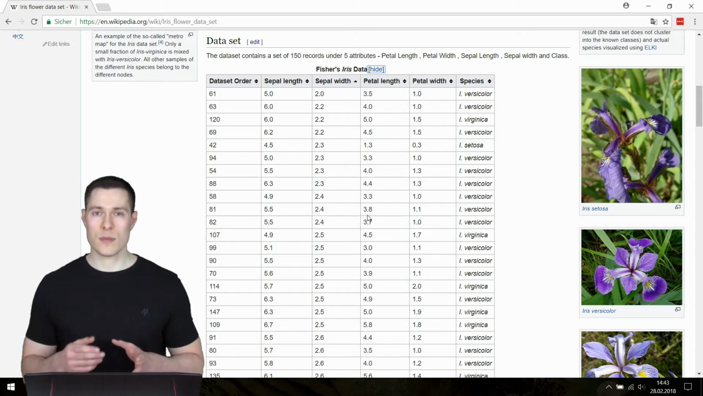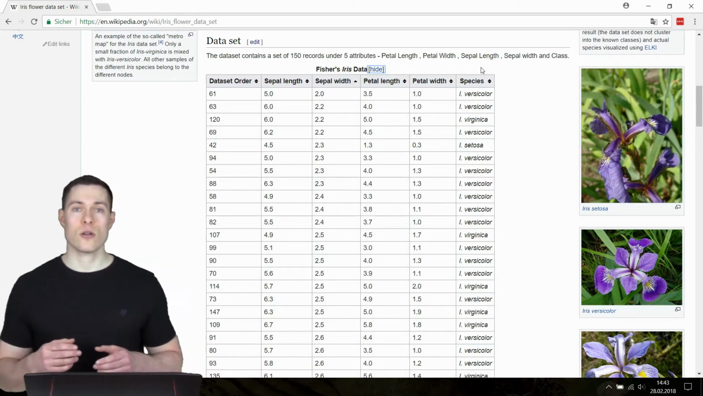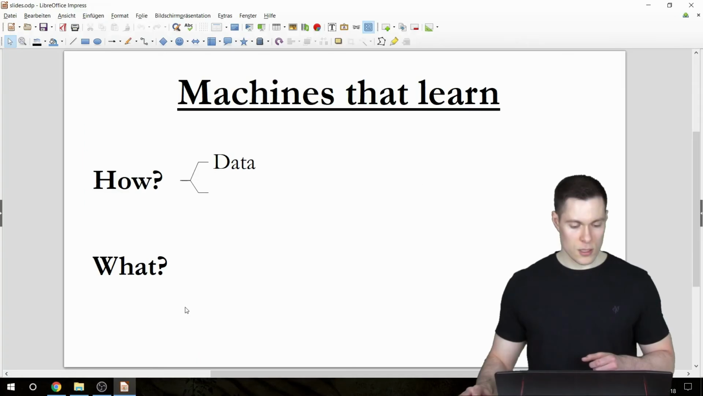And furthermore, as the expert, you were also able to determine what species each particular flower was. And you stored that information into this last column. And this is kind of a special column. It's what's called a label. And going back to our graphic, this is what machines are supposed to learn.